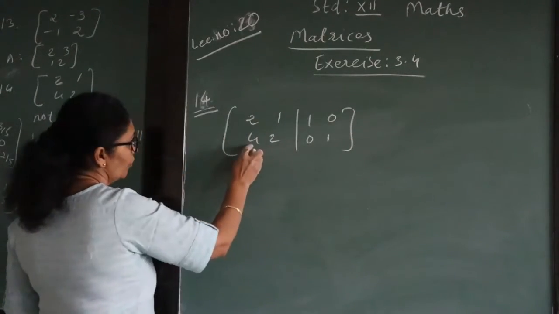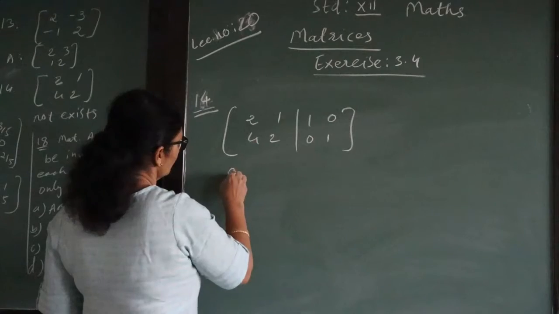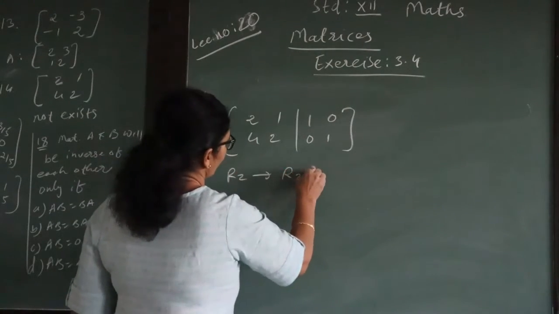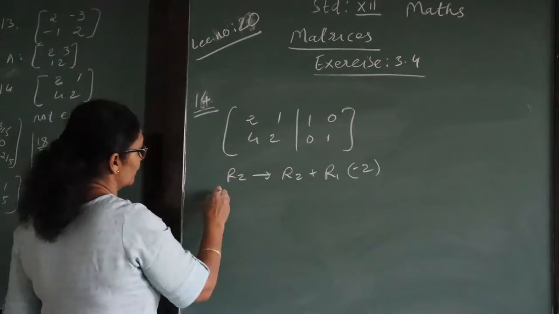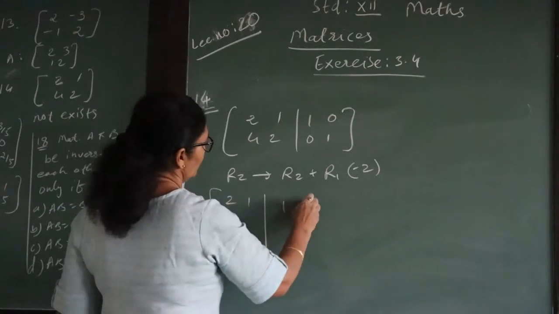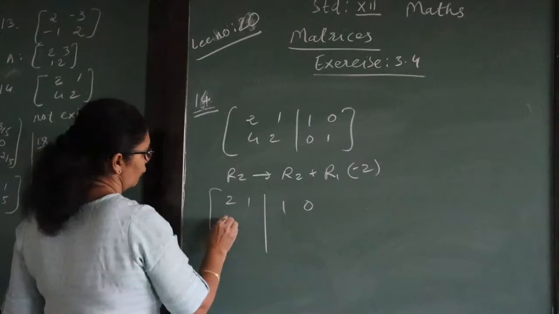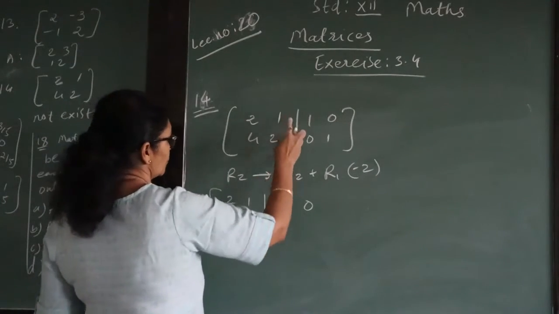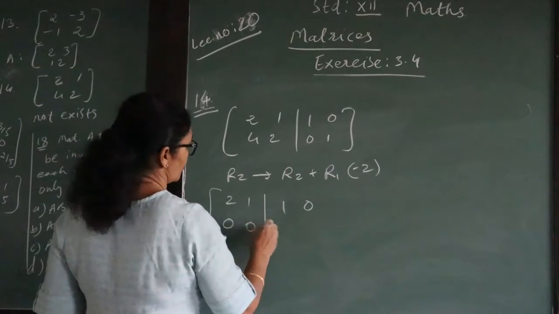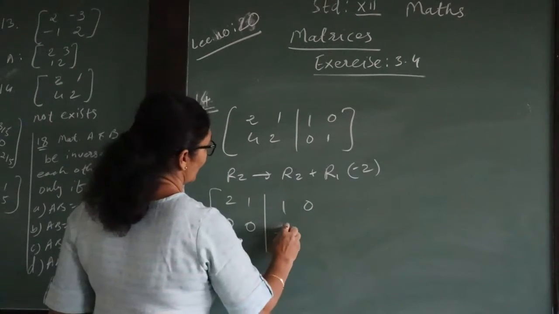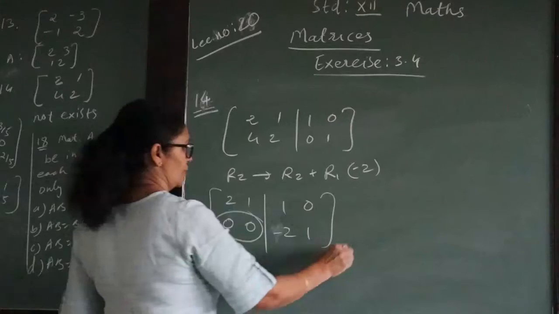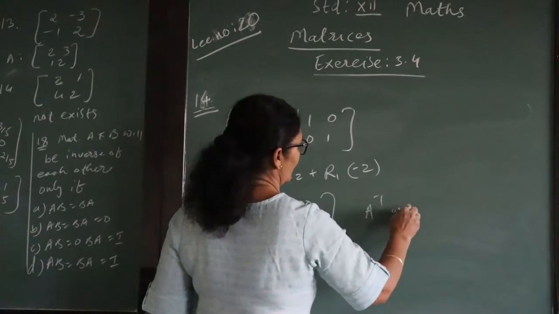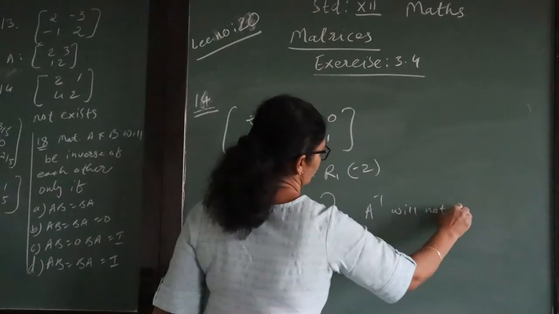Okay, if we want to remove this 4, what do we have to do? We multiply the first row with -2 and add it in R2. So what do you get? 2, 1, 1, 0. 2 twos are 4, 4 minus 4, 0. 1 into 2 minus 2 plus 2, 0. This will be -2 and 1. Now, we get here also the second row as 0. So the inverse will not exist.